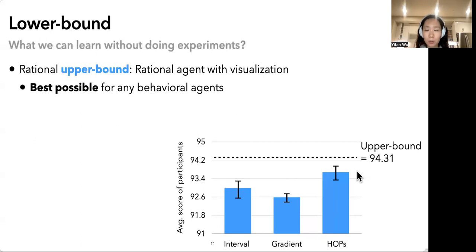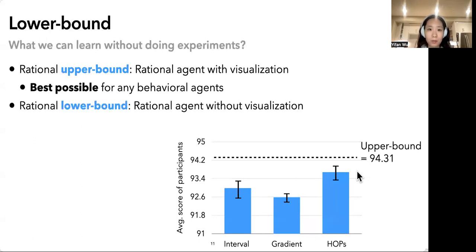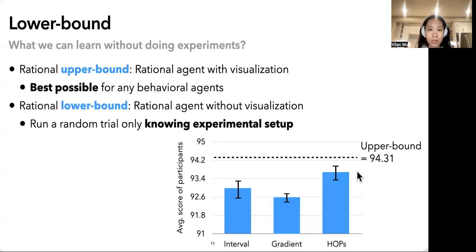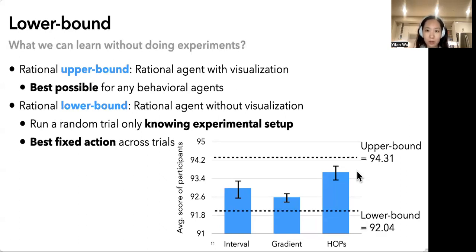And for the lower bound, we design the rational lower bound, which is a rational agent without any visualization. That is, the rational agent runs a random trial without seeing any visualization presented to her, but only knowing the experimental setup. And this is also the same as the payoff for the best fixed action across all trials. And here, this lower bound is around 92.